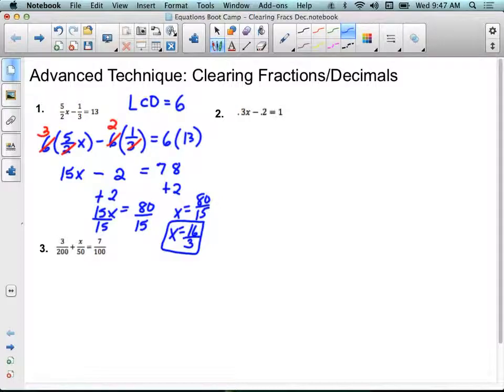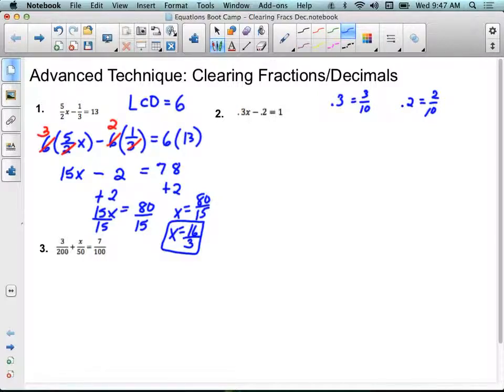The nice thing about clearing the fractions is we can use it for decimals as well. Decimals are just fractions. You'll recall 0.3 is the same as 3/10. Likewise, 0.2 is the same as 2/10 or 1/5. So what we'll do for number 2 is really like what we did for number 1. We multiplied through by the least common denominator in number 1. We'll do the same thing for number 2.